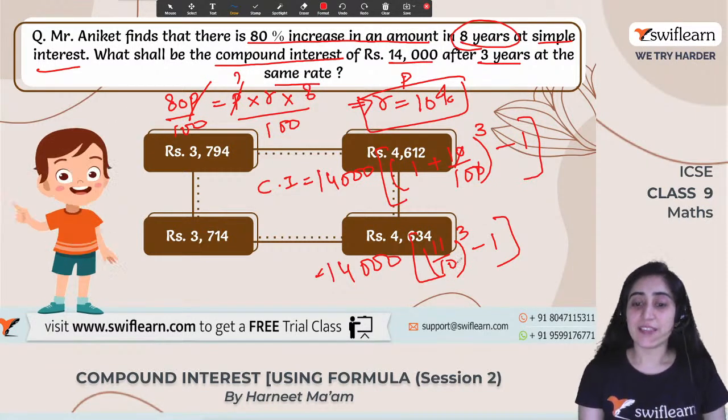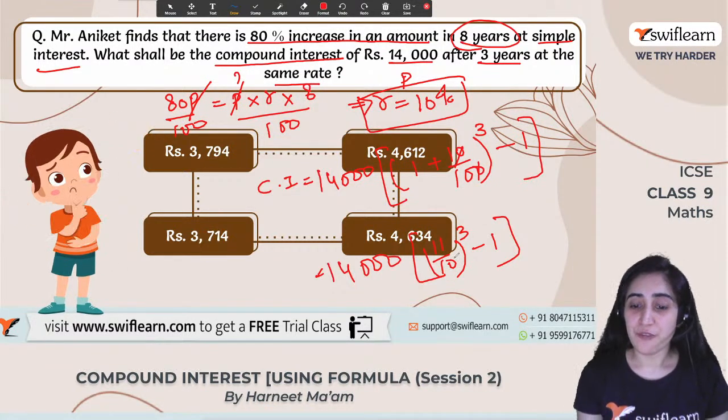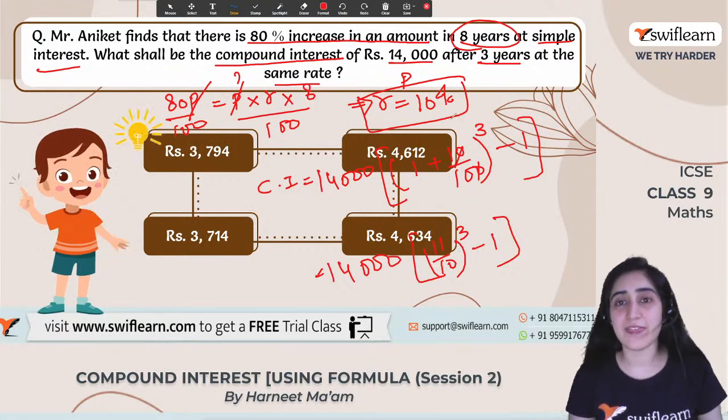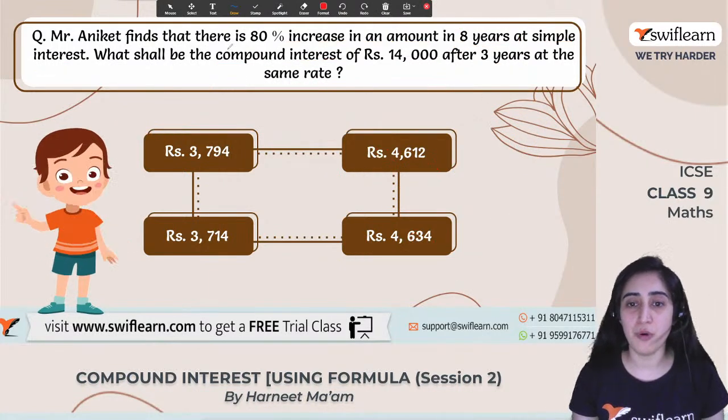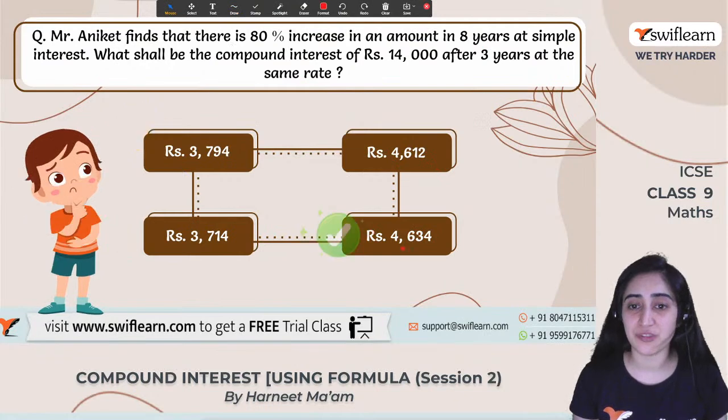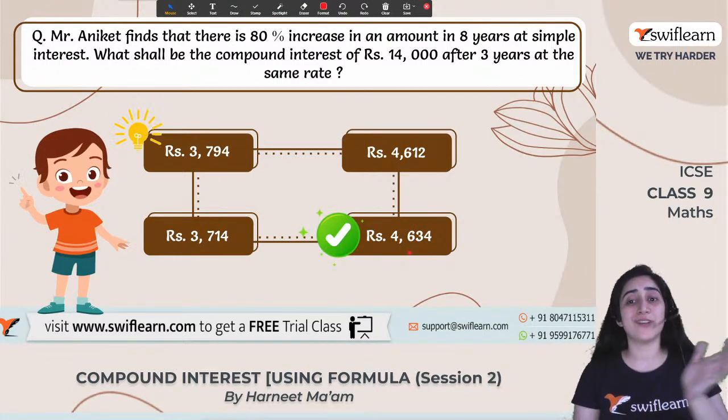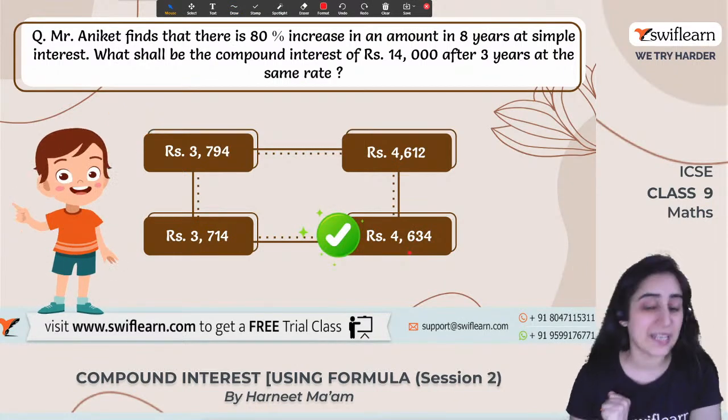Yes, the right answer is 4,634. So let's see who all were able to do that. So that's the right answer. The right answer is 4,634. On solving that, you'll get it.